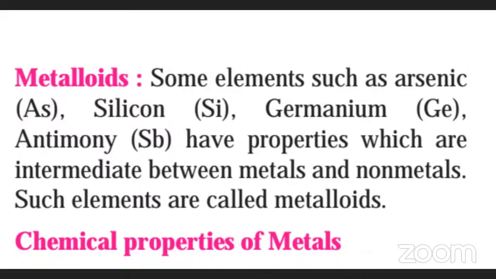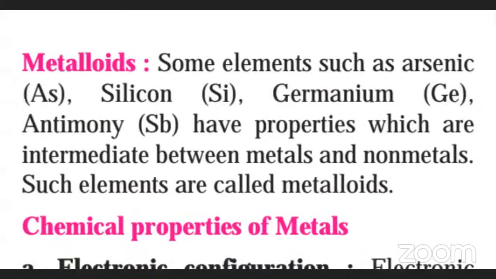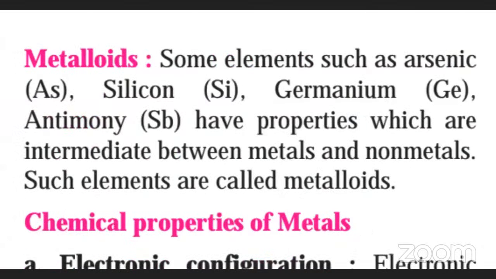So, metalloids. What are metalloids, students? Tell me. In the last class, we discussed metalloids. There are three types of elements, right? The three types of elements are metals, non-metals, and metalloids. Metals we studied yesterday, non-metals we have studied today, and then these are metalloids.